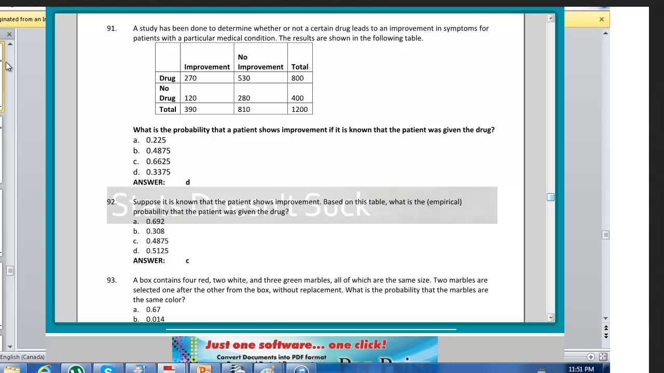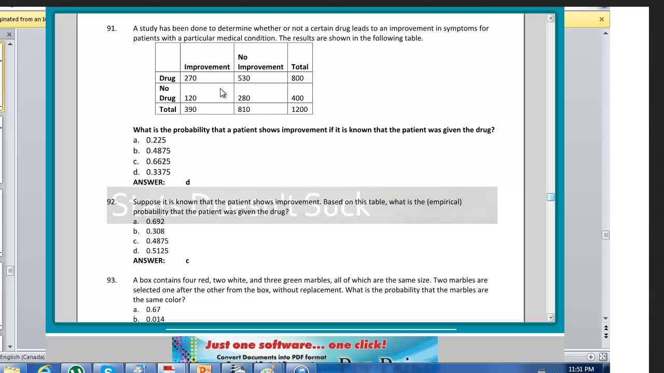Okay, let's look at question number 91. What's the probability that a patient shows improvement if it's known that the patient was given the drug? So it's given that the patient was given the drug, so that means that we're only going to be looking at those that had the drug. So that's 270, 530, a total of 800.